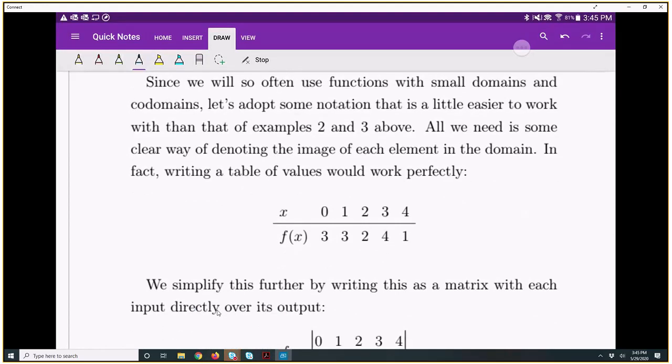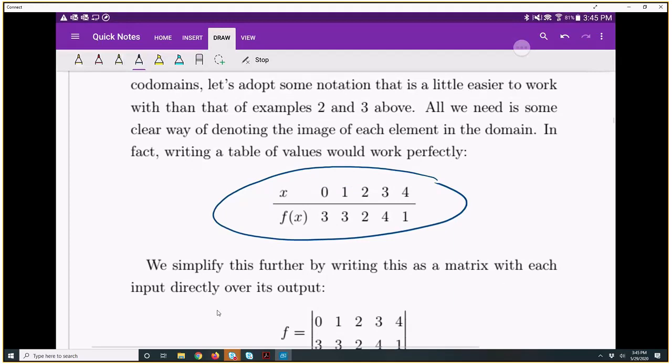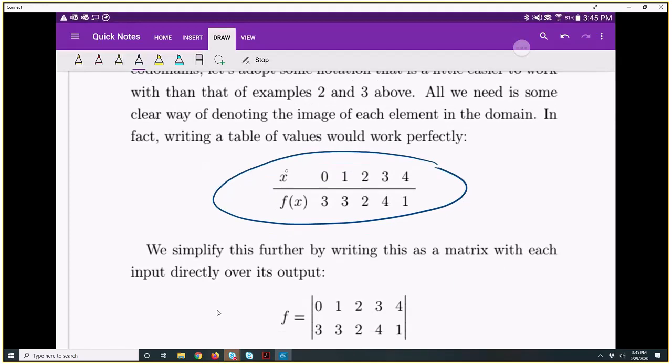Another way of describing a function would be a table, as is seen here. So I could read it from left to right. The inputs are 0, 1, 2, 3, and 4. With the input 0, I'm associating the element 3 from the codomain. With the element 1 from the domain, I'm associating 3 from the codomain, and so on.